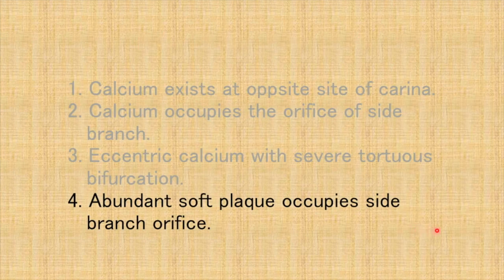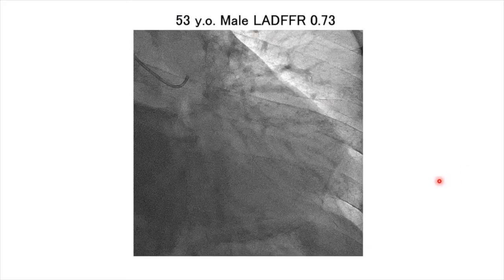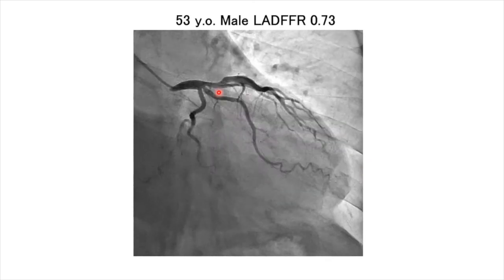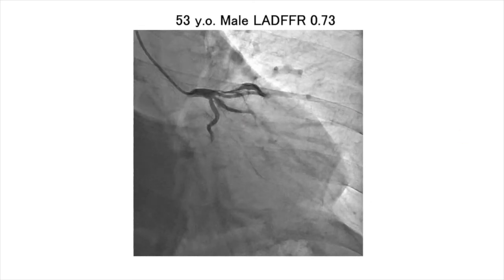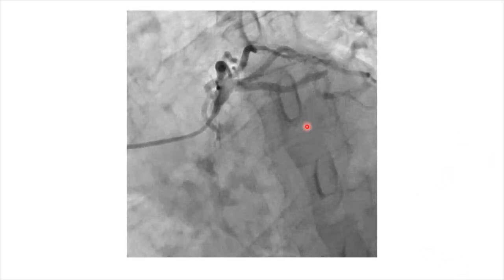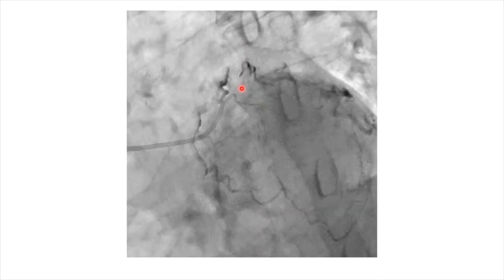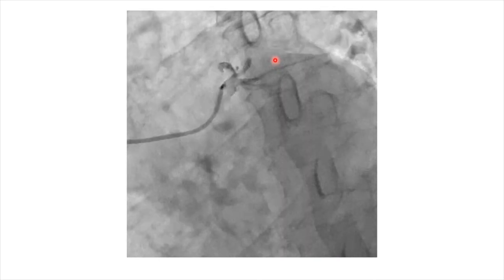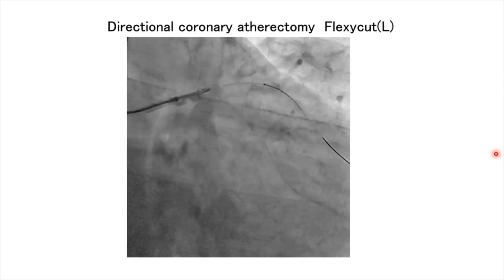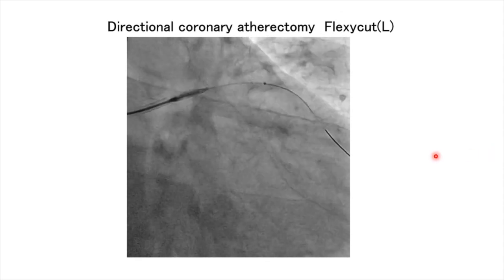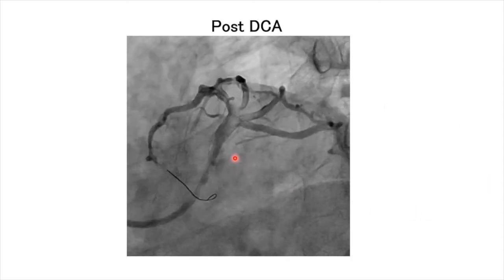The final case is abundant soft plaque occupying the side branch orifice. A 53-year-old male with severe stenosis at the orifice of the LAD, as you can see. The diagonal branch, the high lateral branch and the circumflex branch are involved in the bifurcation. To avoid LMT stenting, we performed directional atherectomy using FlexCut at the orifice of the LAD, and the ablation effect looks okay.